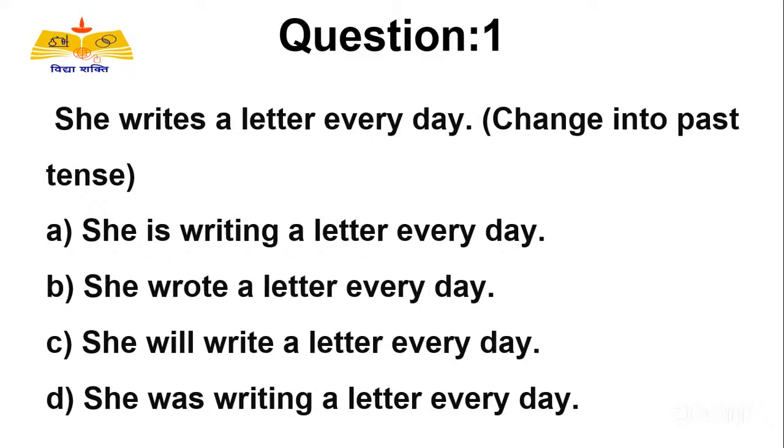The first question is: She writes a letter every day. Change into past tense. A, she is writing a letter every day. B, she wrote a letter every day. C, she will write a letter every day. D, she was writing a letter every day.